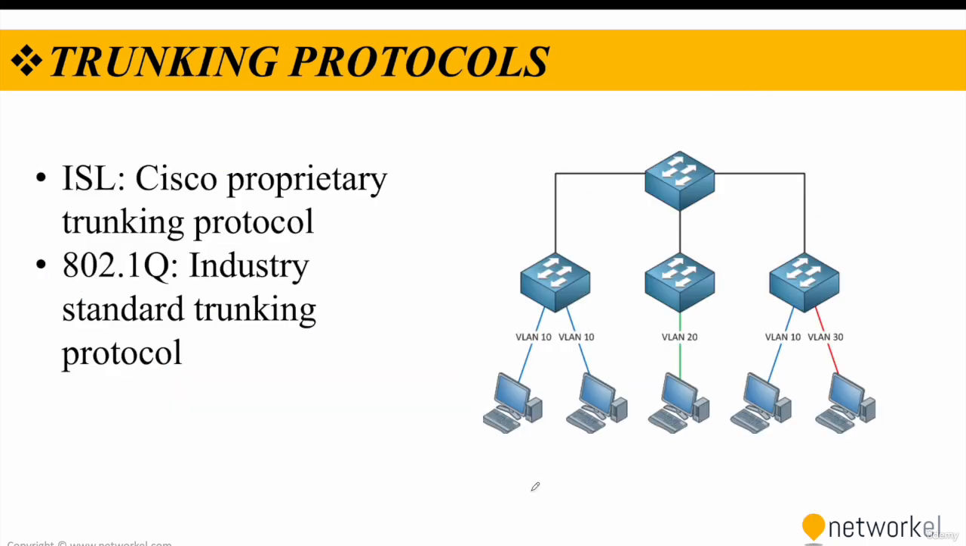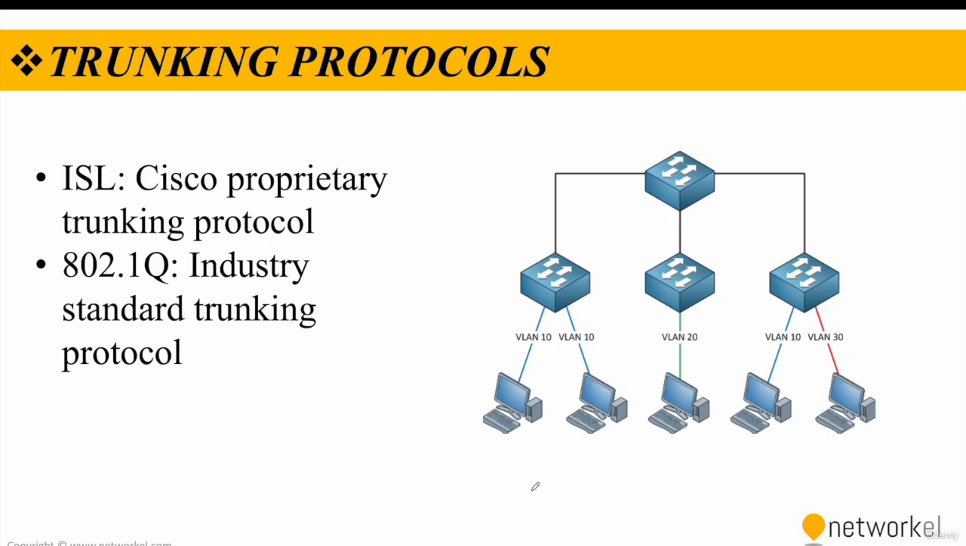Trunking protocols are used to carry multiple VLANs over a single network link. So the two primary trunking protocols are .1Q and ISL, guys. ISL is a Cisco proprietary trunking protocol developed by Cisco, and it encapsulates Ethernet frames with a header that includes the VLAN information.